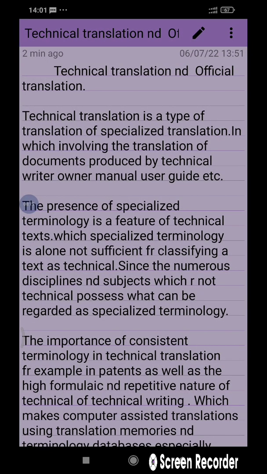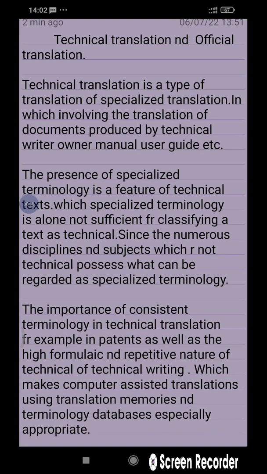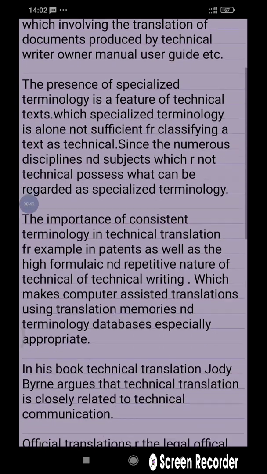First of all, you have to define and deeply describe technical translation. Technical translation is a type of specialized translation involving the translation of documents produced by the technical writer, such as manuals, user guides, etc.